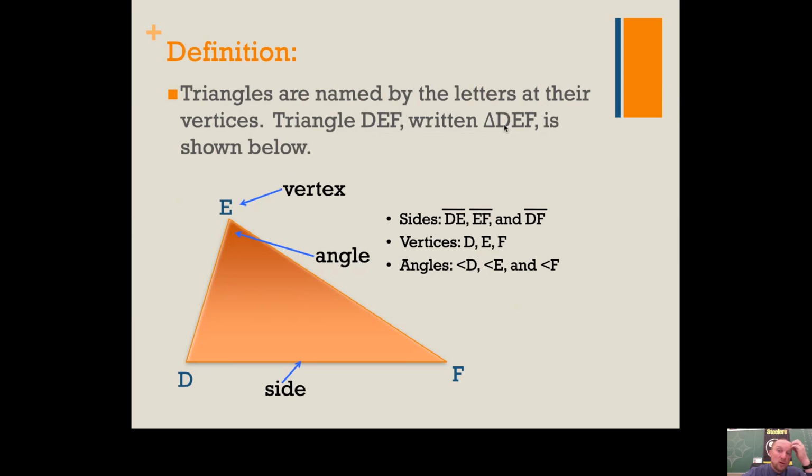Now, there's no order for which you need to name the letters for the triangle. So for example, you could call this triangle DEF. You could call it triangle EFD. You could call it triangle FED. The order doesn't matter, and what you start with doesn't matter.